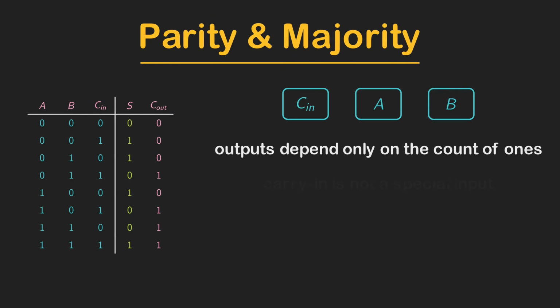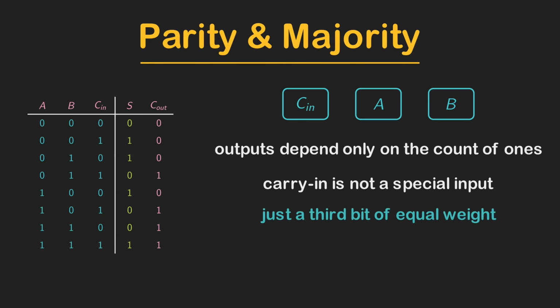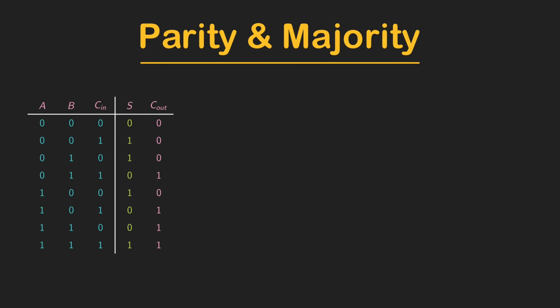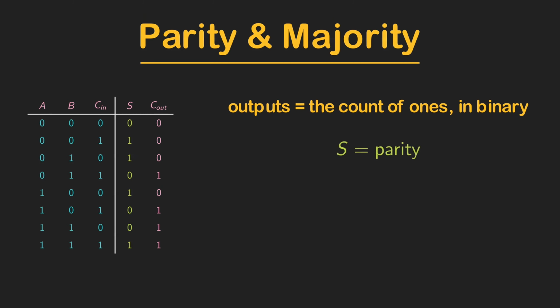The carry-in is not a special kind of input. It's just a third bit of equal weight. Keep that in mind. It pays off twice before the end. The section boils down to this: the full adder outputs the binary count of its input ones. Sum is parity. Carry is majority.